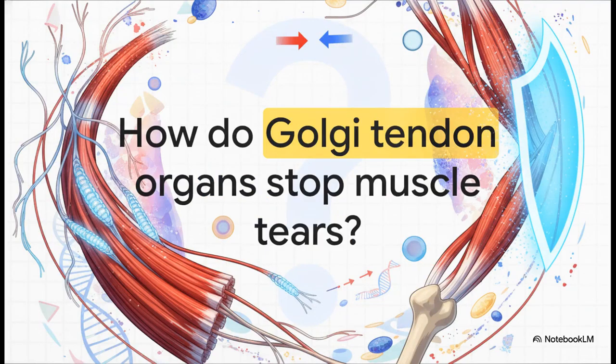So we've seen how remarkably effective the stretch reflex is at maintaining muscle length, preserving posture, and reacting to sudden changes. But this leaves us with a fascinating final question for our next explainer. If this system is so incredibly powerful at driving contraction to resist stretch, what stops the muscle from contracting so hard that it literally tears itself off the bone?